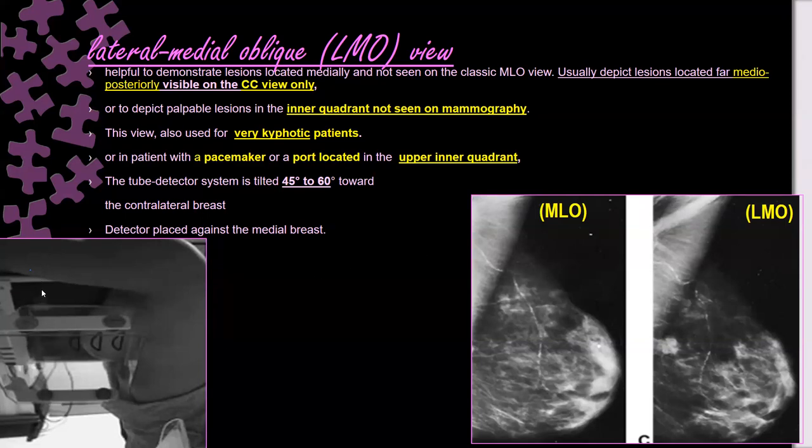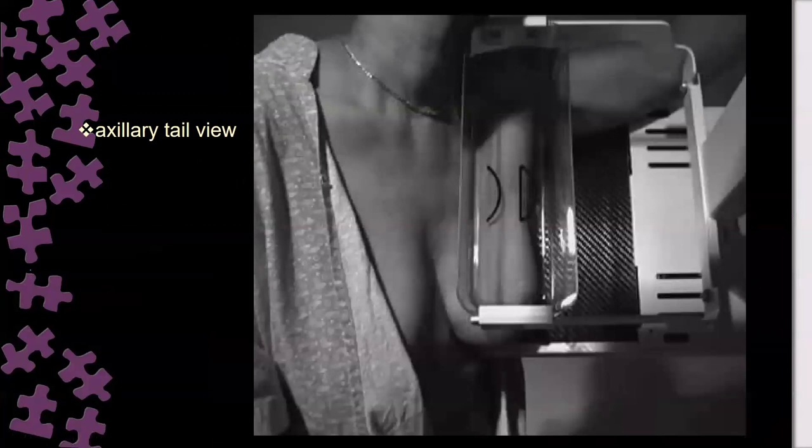Can you see it here? This is the detector on the medial aspect close to the other breast, and the X-ray coming from the lateral aspect, but obliquely also. It is in an oblique direction. Not the same. Look for the pectoralis. It's coming obliquely. Also, it is a supplementary view because the standard view is MLO, not LMO, so the LMO is not commonly used. For the axillary tail, if you look here, they are going a little bit up to cover the axillary tail and the axilla. You see? But the inferior breast is not included.